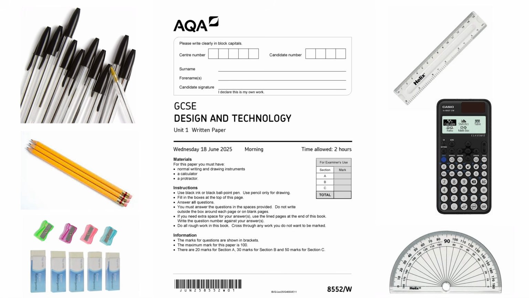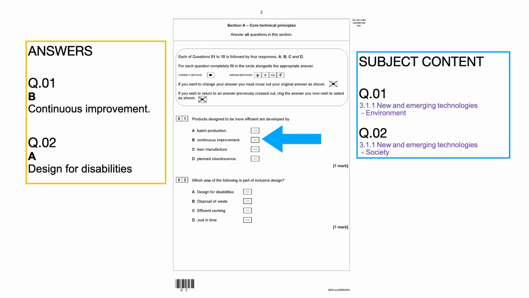Try and answer all of the questions as best as possible, and you must answer the questions in the space provided. Throughout this video, you will see the answers appear on the left of the screen in a yellow box, and on the right hand side of the screen in a blue box, you will get the subject content. Now, Section A will always begin with 10 multiple choice questions. Please ensure you fill in each lozenge using the correct method as shown.